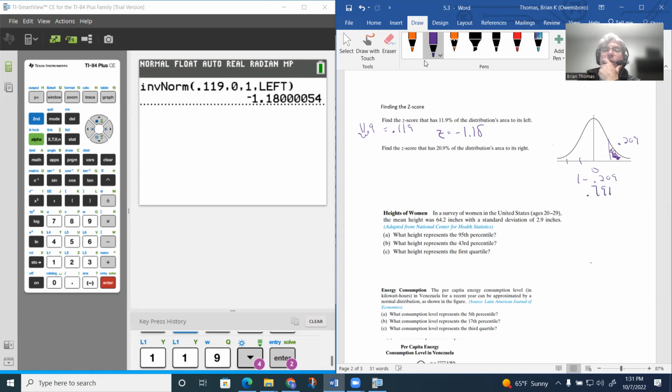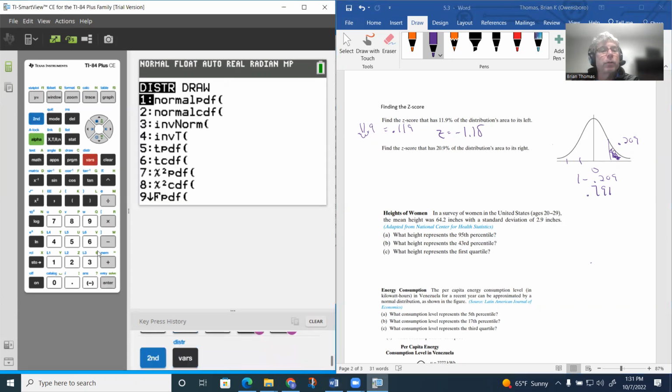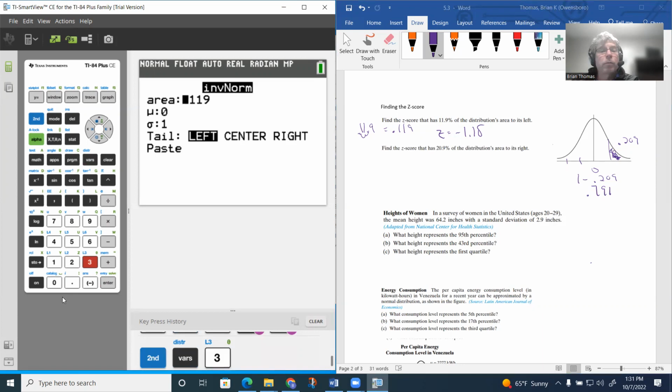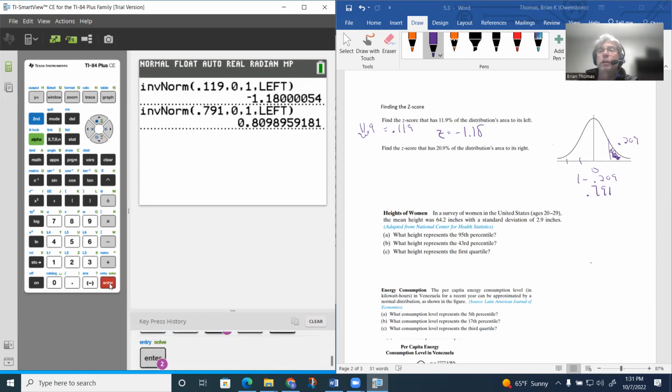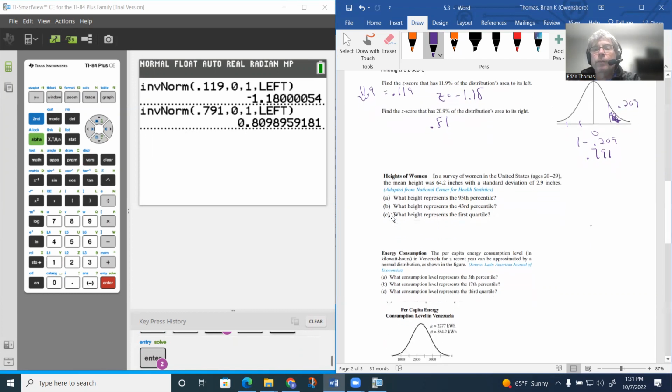So now if I want to do my calculator, we can do inverse distribution number 3, inverse normal. We want to put a 0.791 in. And based on where our drawing is, we should have a positive z-score. And we do have like a 0.81. So our z-score would be 0.81. So that would be kind of where we are with that. All right, so that takes care of a couple of those examples.